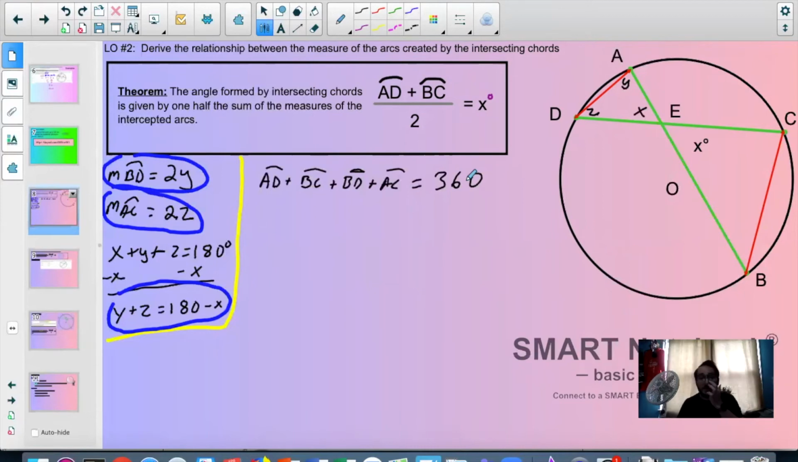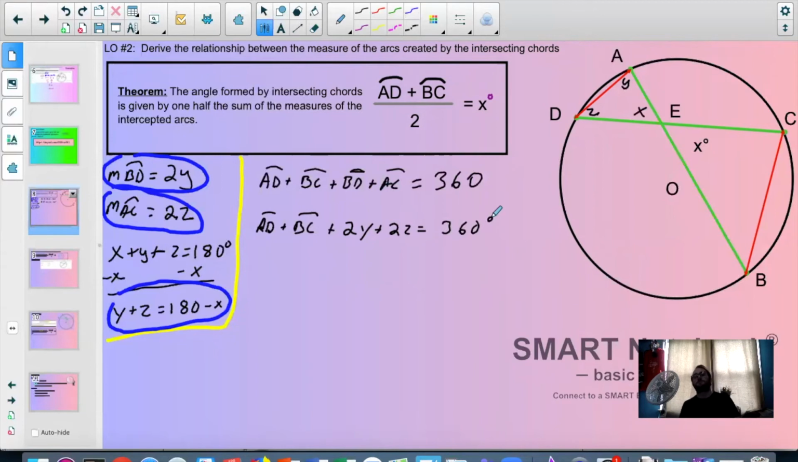All right, so let's see if we can use any of the information on the left-hand side. Well, it says here that arc BD is 2y and arc AC is 2z. So I'm going to substitute those values here. So now we have AD, BC, but now I can replace BD with 2y and AC with 2z. And that equals 360 degrees.